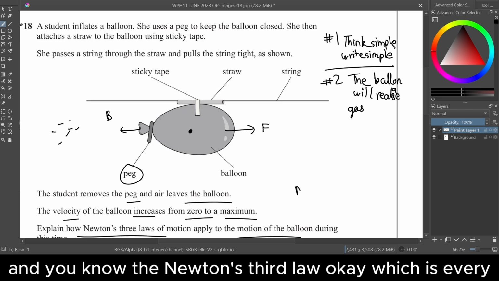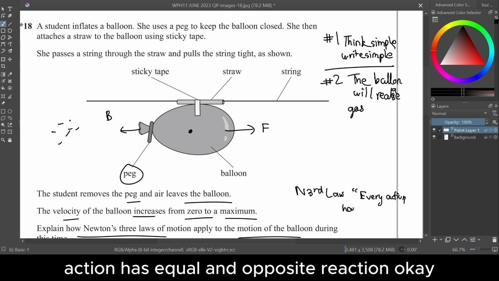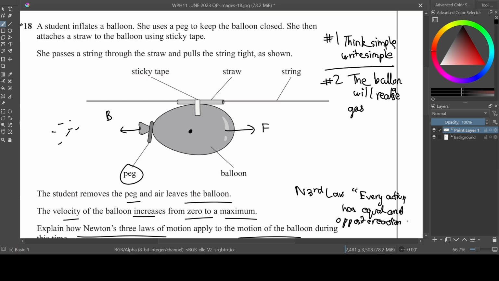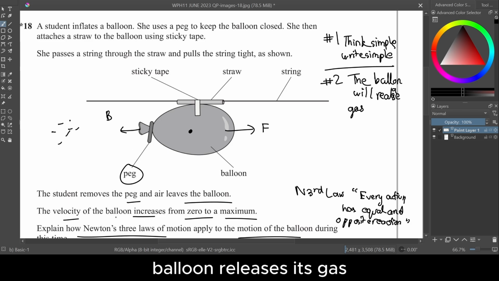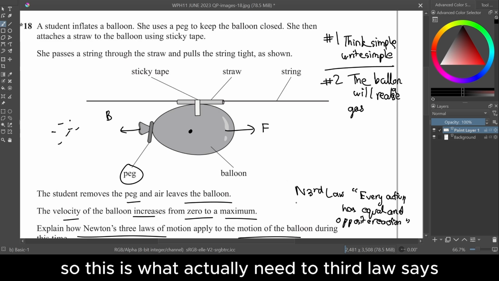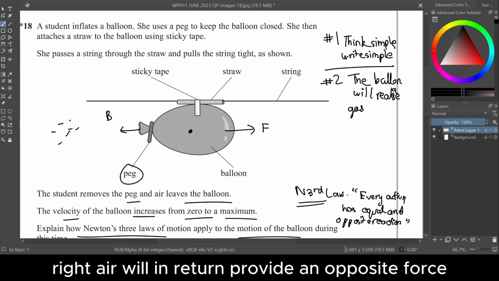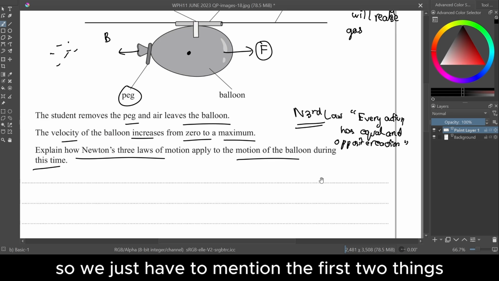And you know Newton's third law, which is every action has an equal and opposite reaction. So if we follow the statement, that means that if the peg is removed, the balloon releases its gas and provides a force to the air, and in return the air will provide the force back to the balloon, right? So this is what Newton's third law actually says. Air will in return provide an opposite force, in other words a forward force, to the balloon. So we just have to mention the first two things.